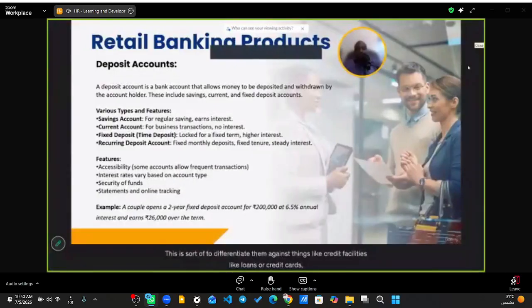This is to differentiate them from things like credit facilities, like loans or credit cards, or other services provided by retail banks, such as currency conversions or insurance sales services and things of that nature. The various types and features include savings accounts for regular savings, earning interest, and so on, that we discussed previously, and further still in this course.